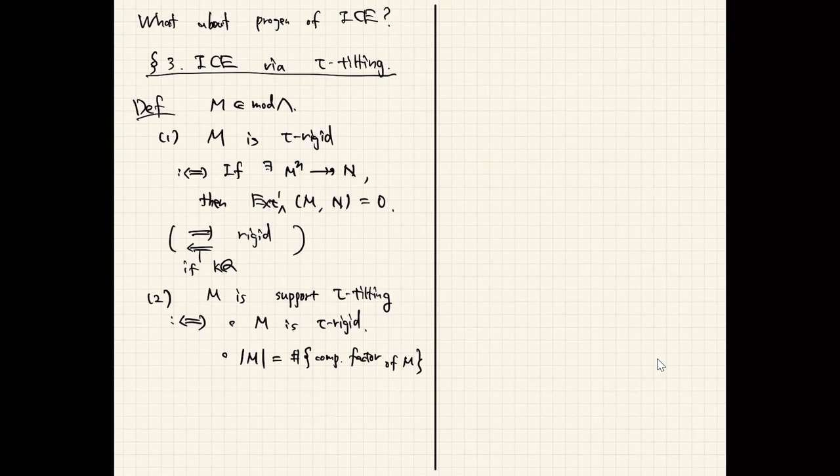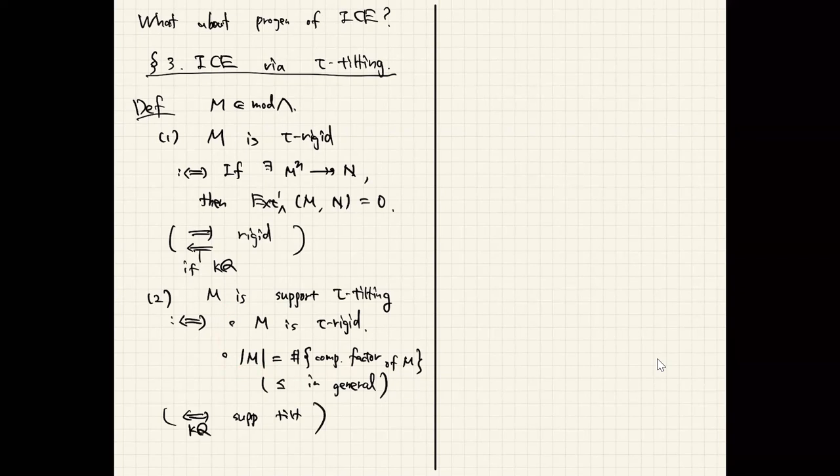And as in the case of support tilting modules, we have this equality in general. So the first condition is a kind of rigidity condition, and the second condition says that the number of indecomposable summands is large enough. This is the same as support tilting modules of a path algebra case.